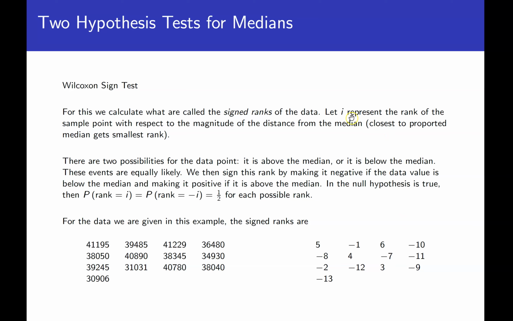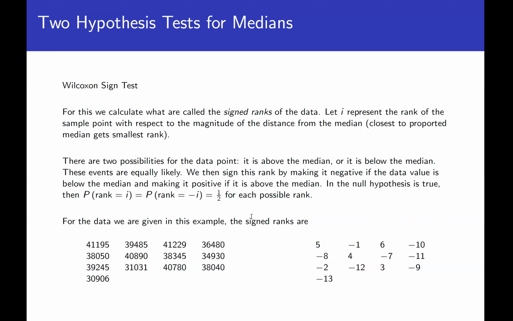All right. So going forward, we're going to use i to represent the rank of a sample point, again, with respect to magnitude. Now, it's possible that when we put the ranks in there, we're going to sign it. So it'll again have a positive or a negative depending on if it's above or below.